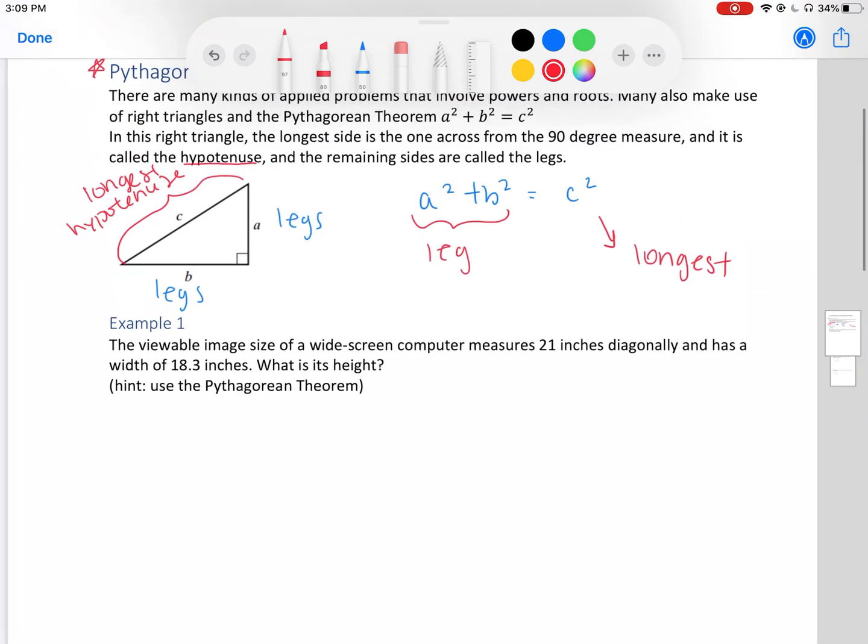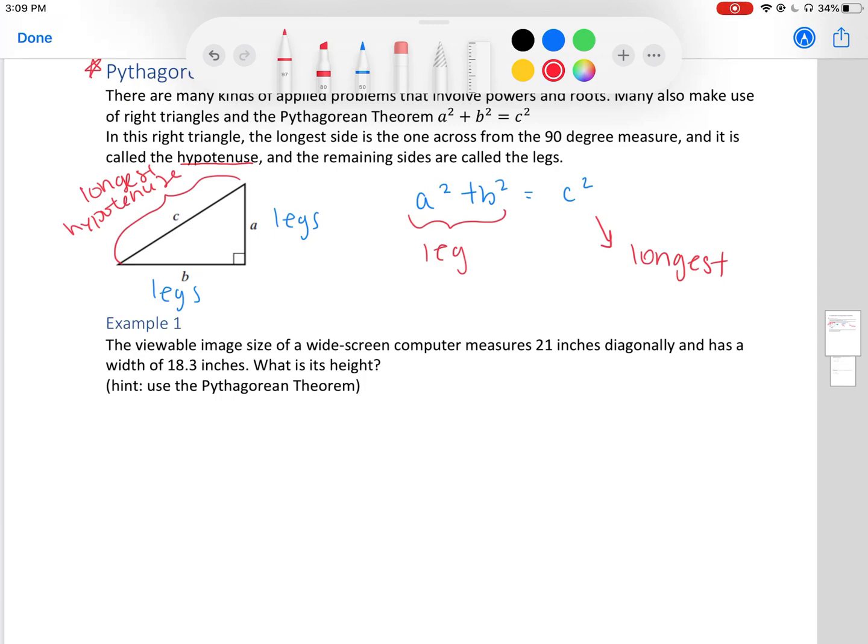Example 1. A viewable image size of a widescreen computer measures 21 inches diagonally and has a width of 18.3 inches. What is the height? Okay, so I'm going to try to be artistic, though I'm not at all, and draw a computer screen. Whenever I have a word problem, it takes me a couple of readings. So take a moment, maybe pause the video, and read it a couple more times.